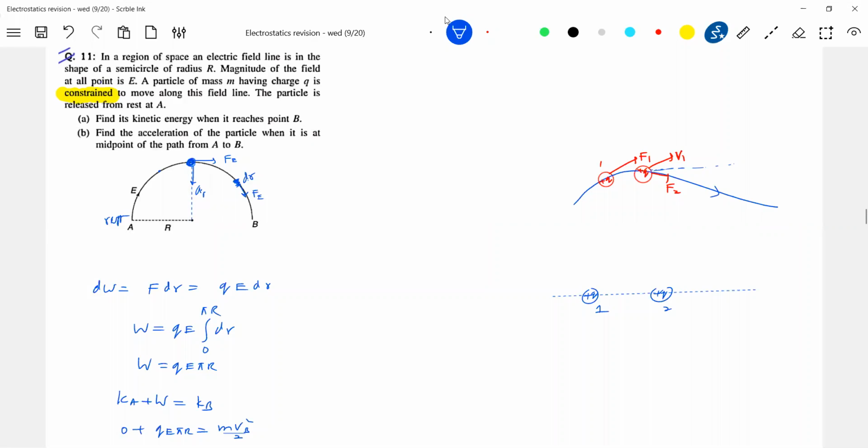Okay, let me write A normal, A tangential. So what is A tangential? A tangential should be definitely equal to electrostatic force by mass. So QE by M. This is electrostatic. What about A normal? A normal should be the velocity at that instant, V square by R.